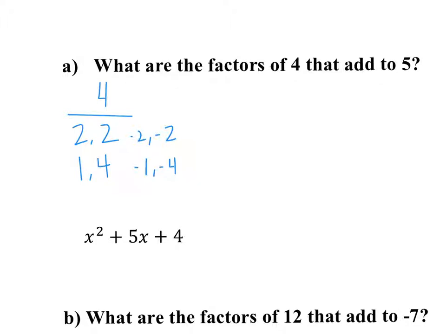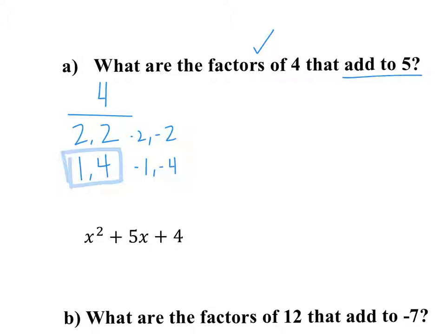Alright, so we did the factors of 4. Now I need to figure out which ones add to 5. Can anyone find one that adds to 5? Good, 1 and 4. A little note: they have to come in pairs. I can't pick a 4 and then a 2, because I have to have pairs that multiply to 4. Okay, awesome.